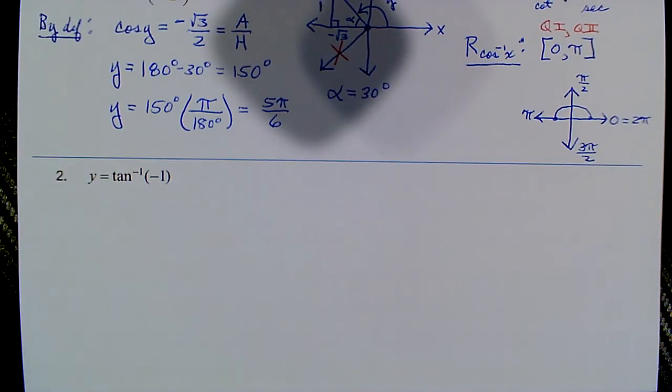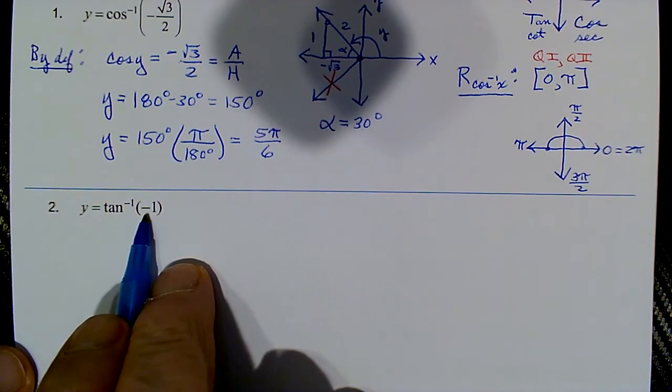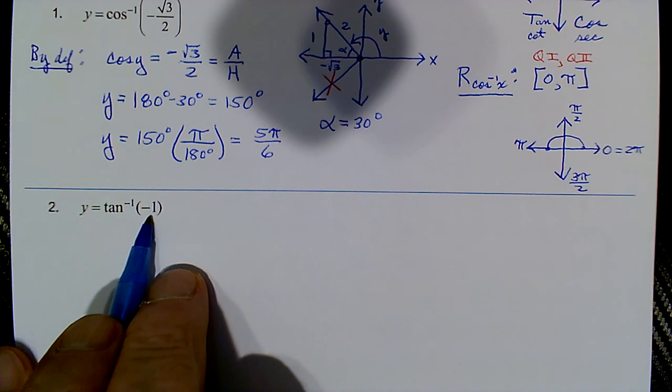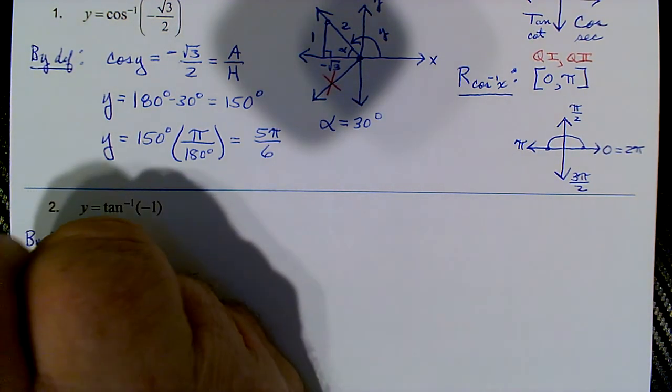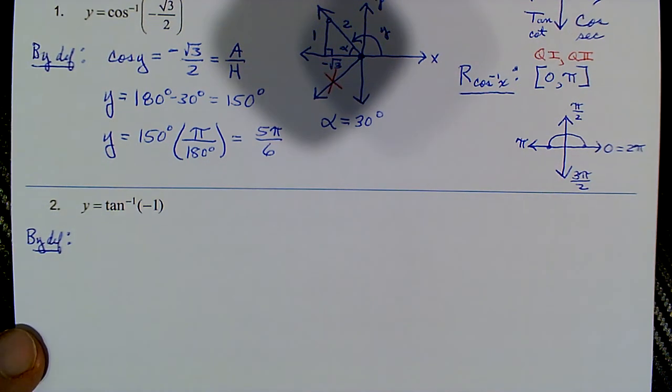Let's do this next one to finish off this topic. We have the inverse tangent of -1. So remember, the inverse tangent of a number is an angle. You can't work with an inverse trig function directly. You have to change over immediately to its standard trigonometric counterpart.